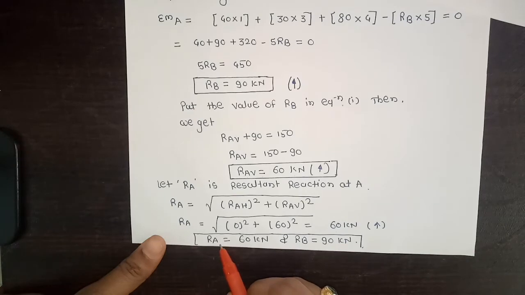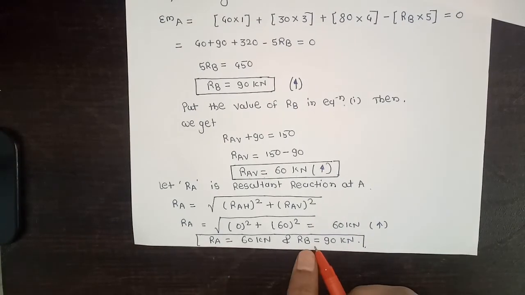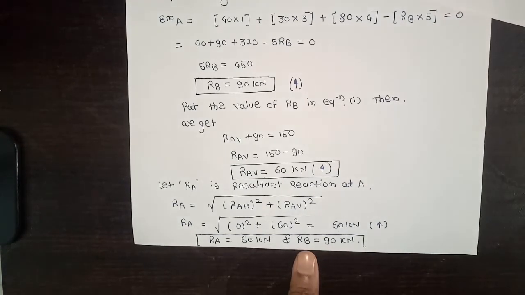So the reaction at support A is 60 kN and the reaction at support B is 90 kN. Okay, thank you.